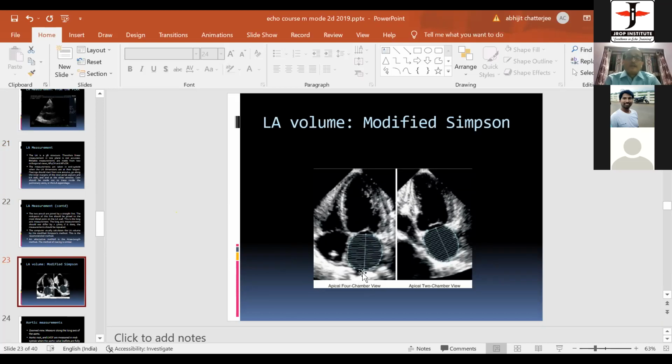The machine will cut it into 20 slices as if you are slicing a loaf of bread. You do it in 4-chamber. This is 4-chamber. Again in 2-chamber. And the machine will give the LA volume. Am I clear to you, Dr. Das? Yes, sir.